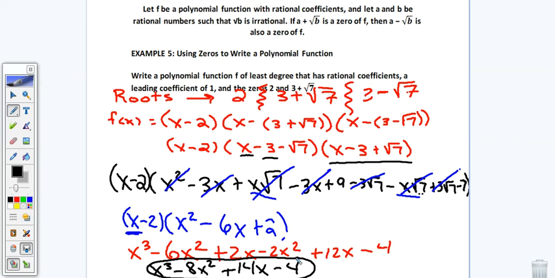Guys, what were the roots to this function? Originally, I told you 2 and 3 plus what? Square root of 7. But by the irrational conjugates theorem, if 3 plus root 7 is a root, then what else must be a root? 3 minus root 7. So to write our function, we write this down as x minus 2, x minus the first root, x minus the second root, x minus the third root here. And then you have to multiply that whole mess out.